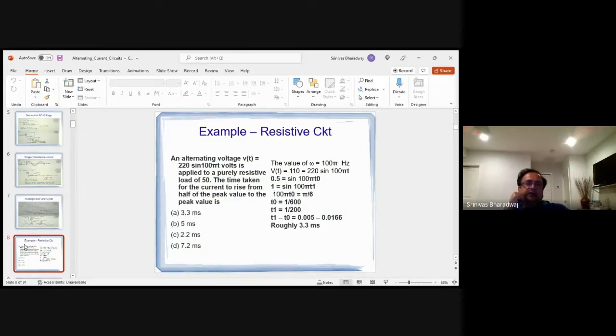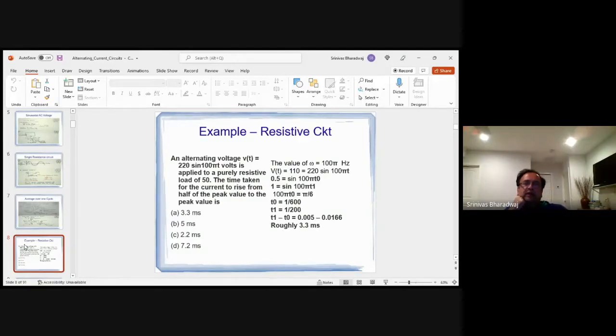Time taken for the current to rise from half of the peak value to the peak value. What is the peak value? 220. What is half the peak value? 0.5 times 220 is 110, right? If 110, it means half the peak. 0.5 equals sine 100 pi t naught. At t naught it is 0.5, right? Now at the peak value, at t1 it is 1.